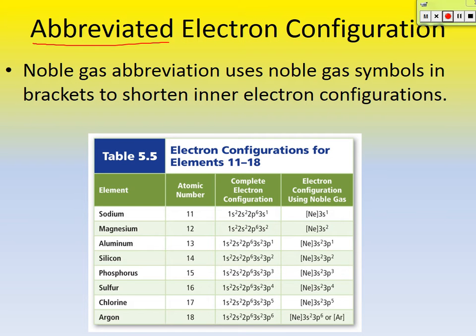It's called the Noble Gas abbreviation. The Noble Gas abbreviation uses noble gas symbols in brackets to shorten the inner electron configurations. So I think you had to write something there, right? Yeah, so you just write: to shorten the inner electron configurations.